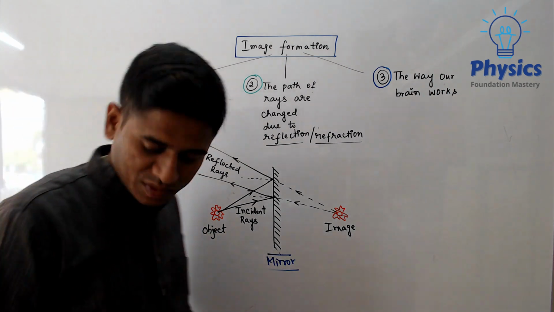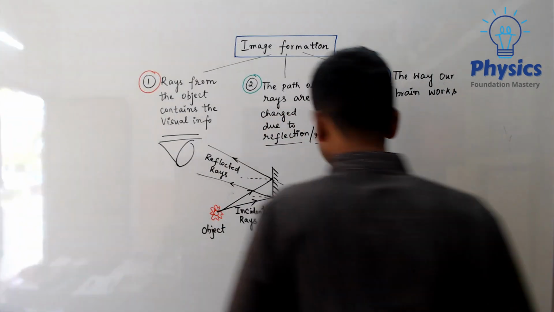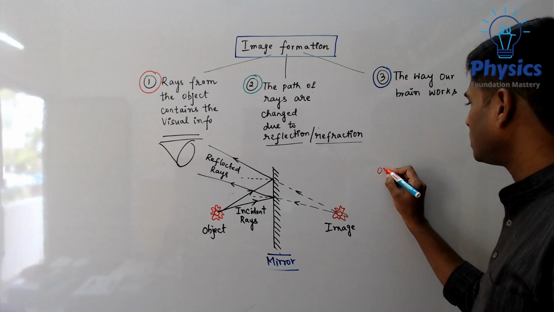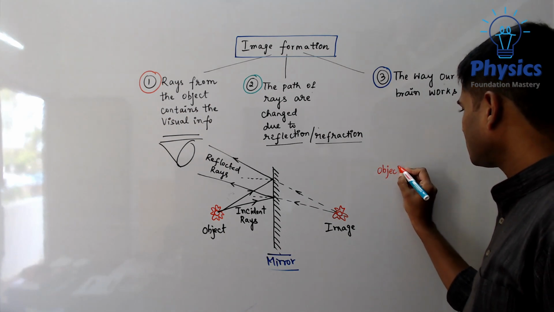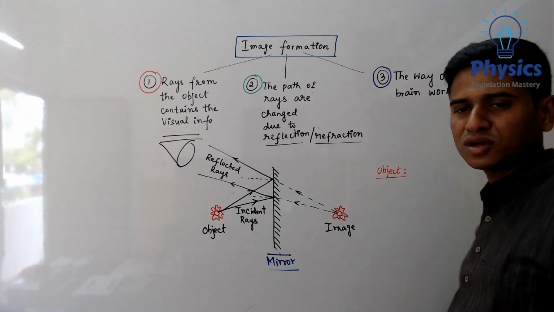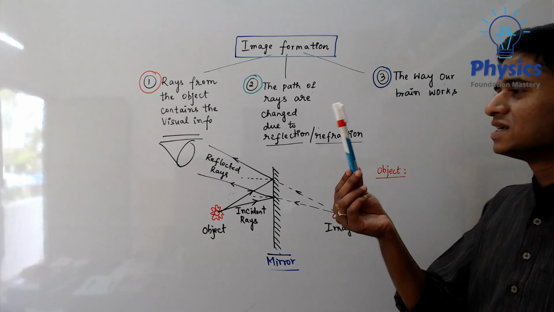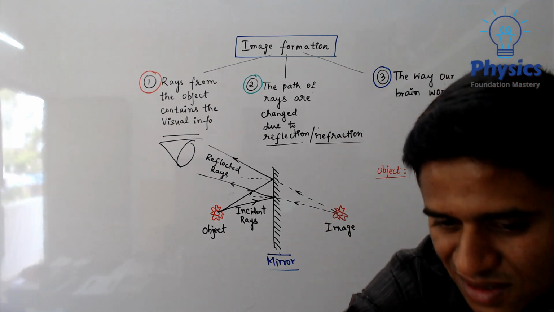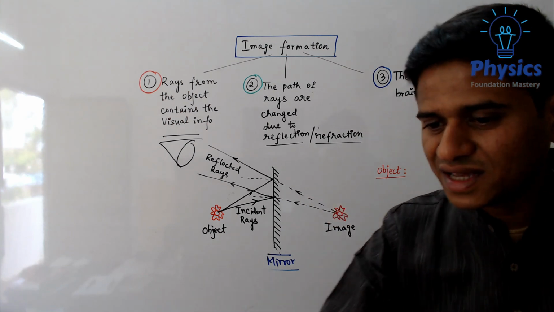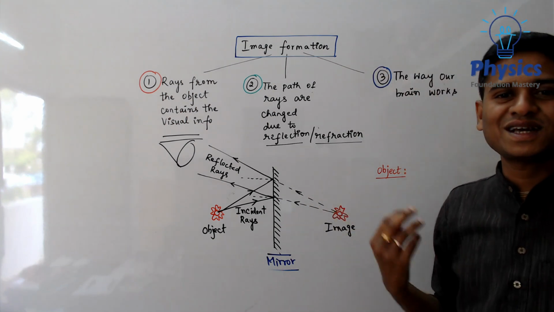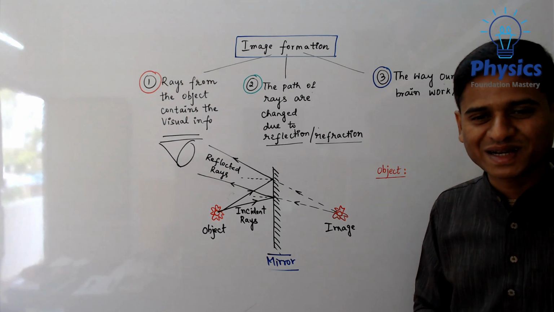Technically there is a term called object. Now, what is an object? Hey, come on, what do you mean by object? Everything is an object. This is an object and this is another object. Every item that you see around is an object. What is the big deal?